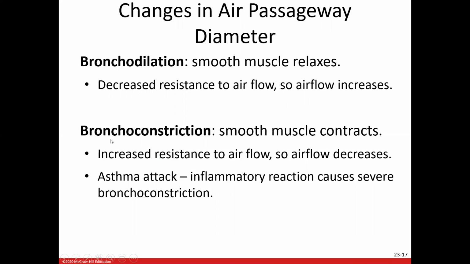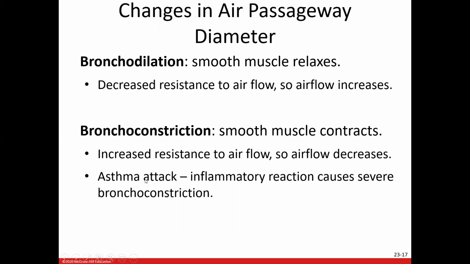If we have bronchoconstriction, that just means the smooth muscle around the bronchioles is contracting now. So now we have greater resistance to airflow. So the airflow is going to decrease because we have less space or less volume that the air can move through. And this is linked to what's called an asthma attack.